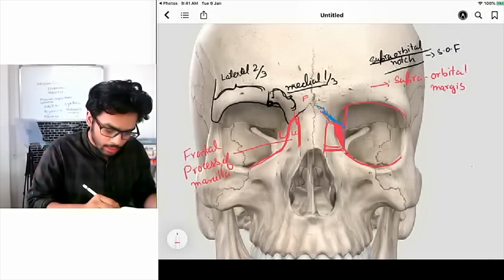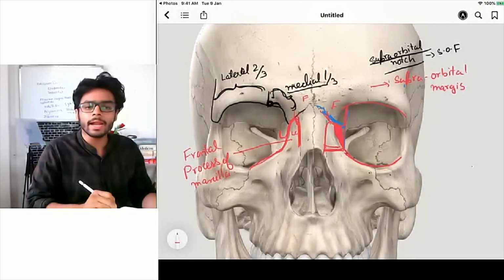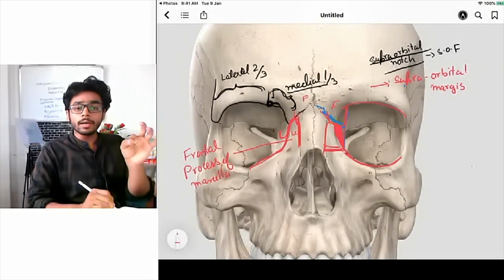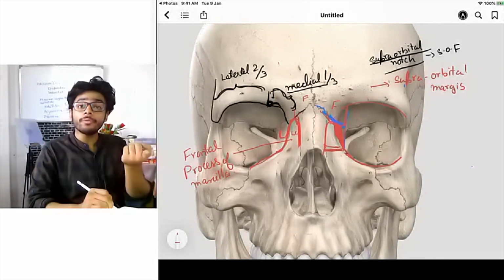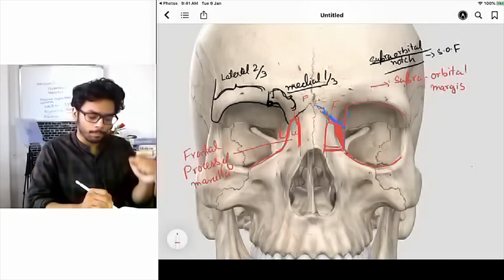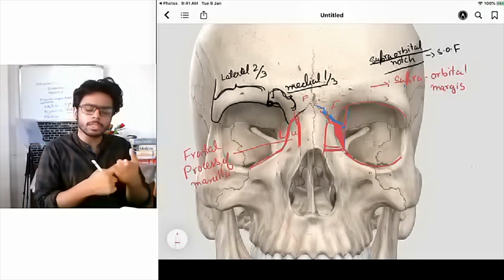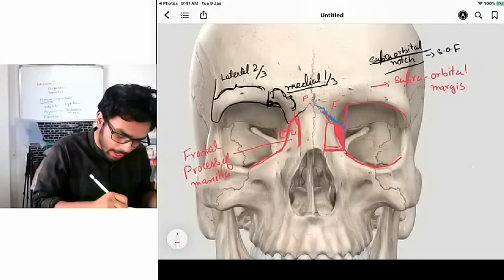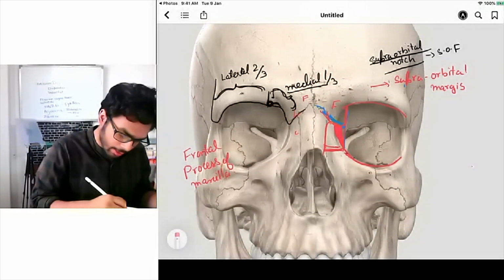So this medial margin is formed by two bones. One is the frontal bone and the second is formed by the lacrimal crest of the frontal process of the maxilla. Why is it called the lacrimal crest? Because it is present beside the lacrimal bone. This is the lacrimal bone. Let me show you the lacrimal bone.